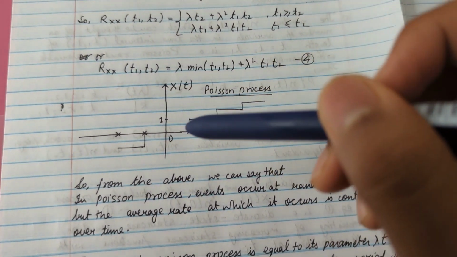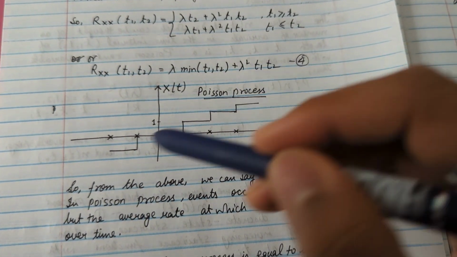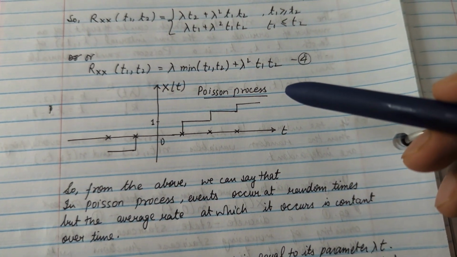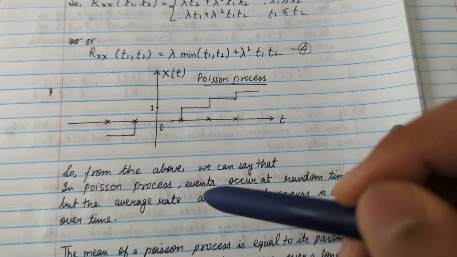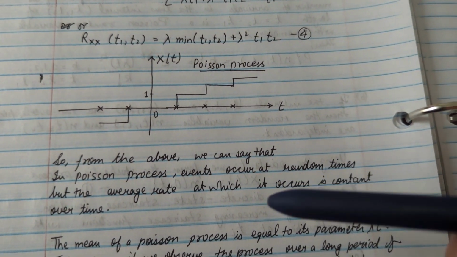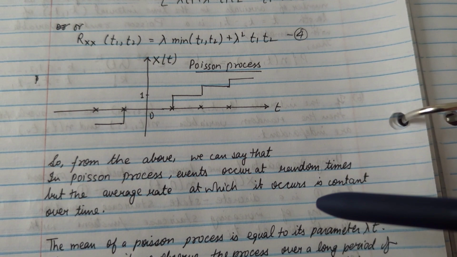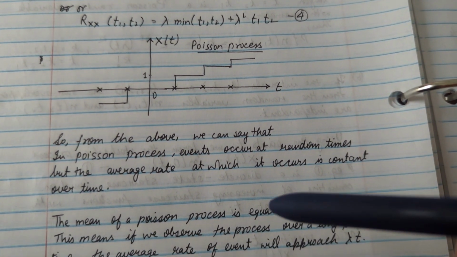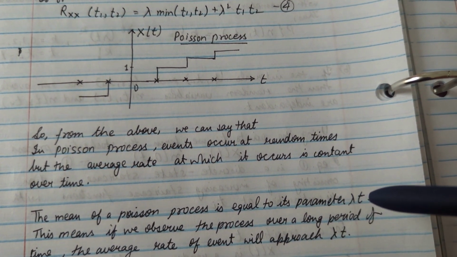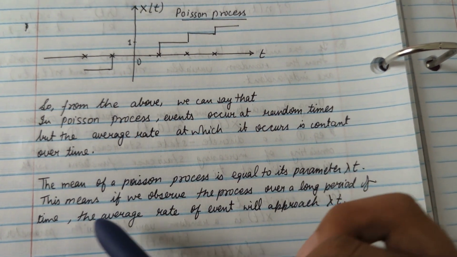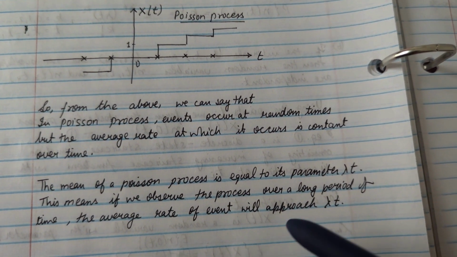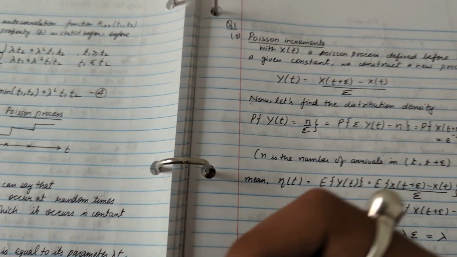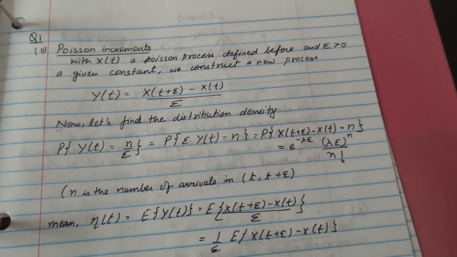If we draw the graph of x(t), the Poisson process will look like a staircase function. From the above, we can say that in a Poisson process, events occur at random points, but the average rate at which they occur is constant over time. The mean of a Poisson process is equal to lambda t. This means if we observe the process over a long period of time, the average rate of events will approach lambda. Okay, so next we move to Poisson increments.